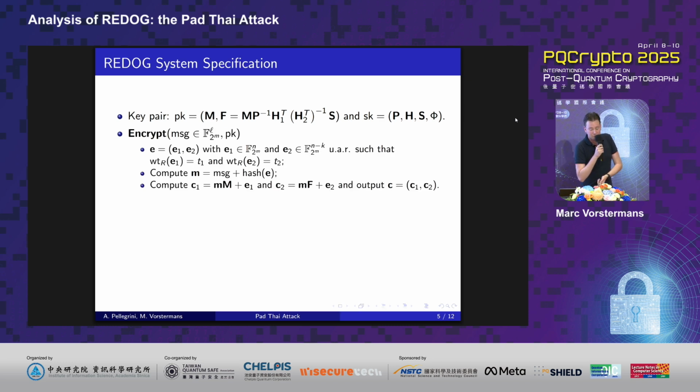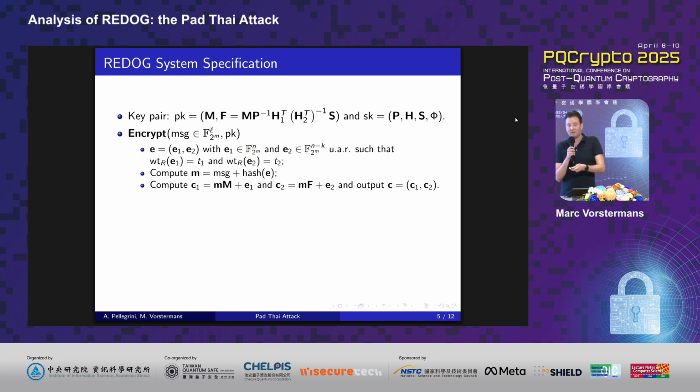So now let's look at the encryption algorithm. We input a message together with a public key. In the first step, we generate an error vector. This error vector consists of 2 components, E1 and E2, where it's given that the rank weight of E1 is equal to some publicly known value T1, and the rank weight of E2 is given by T2, which is also publicly known.